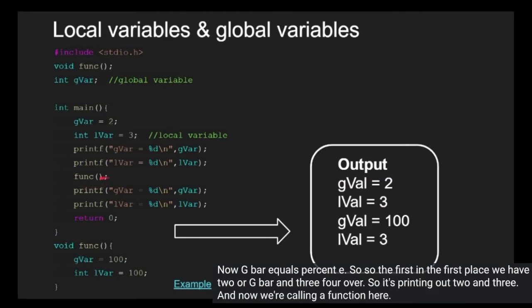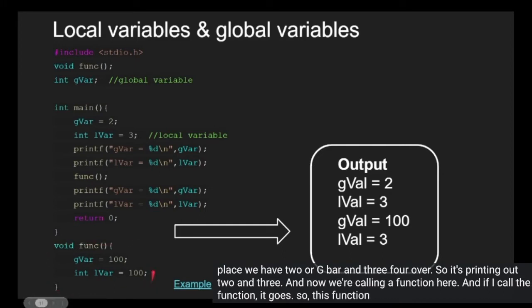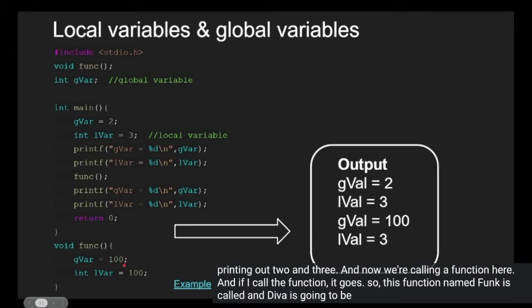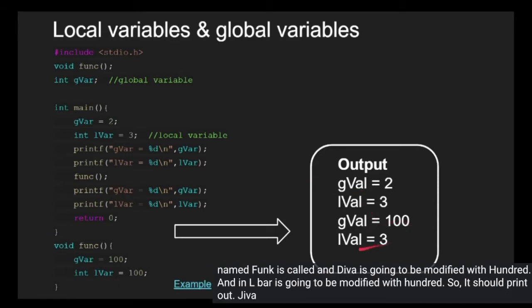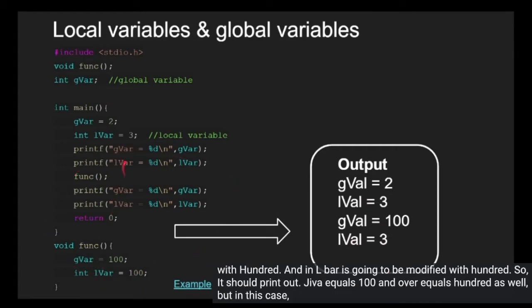And if I call the function, it goes. So this function named func is called. And gvar is going to be modified with 100. And int lvar is going to be modified with 100. So it should print out gvar equals 100 and lvar equals 100 as well. But in this case, lvar is just a local variable.